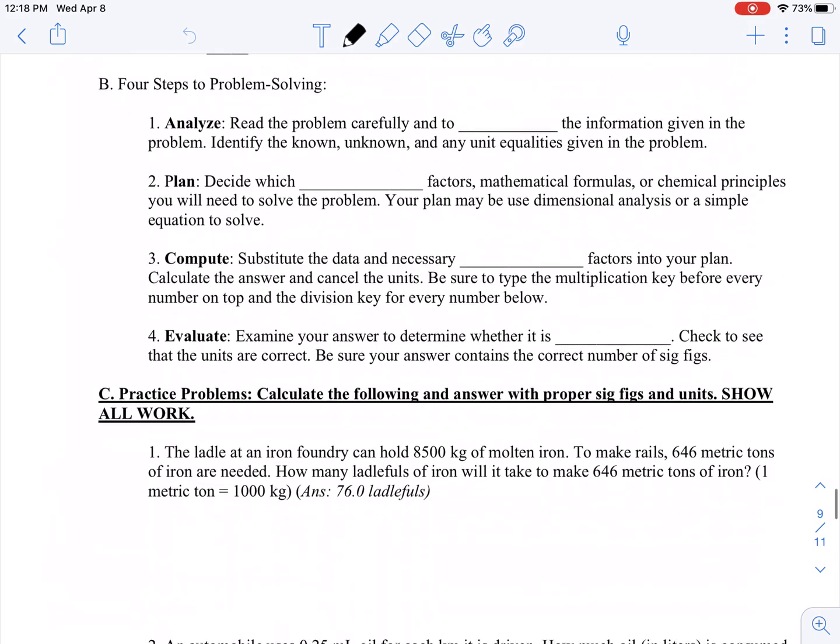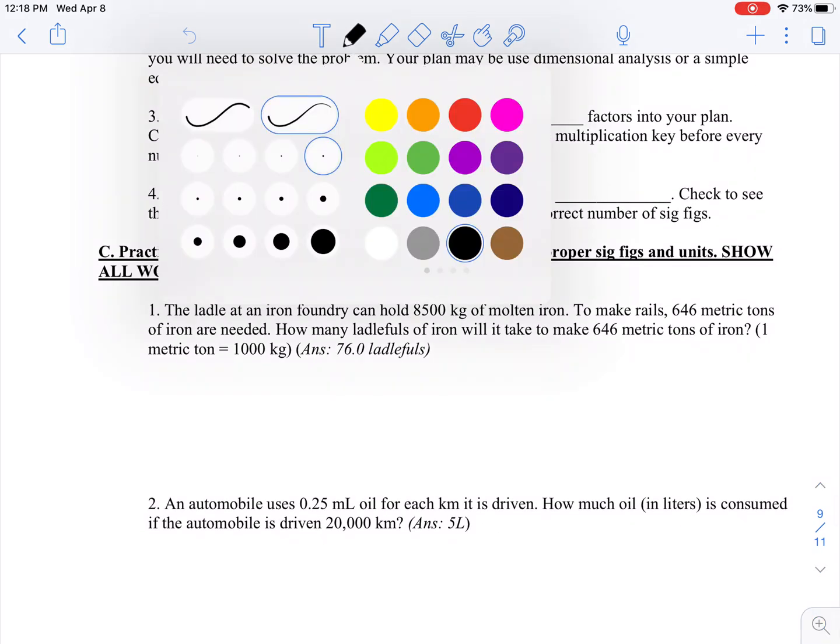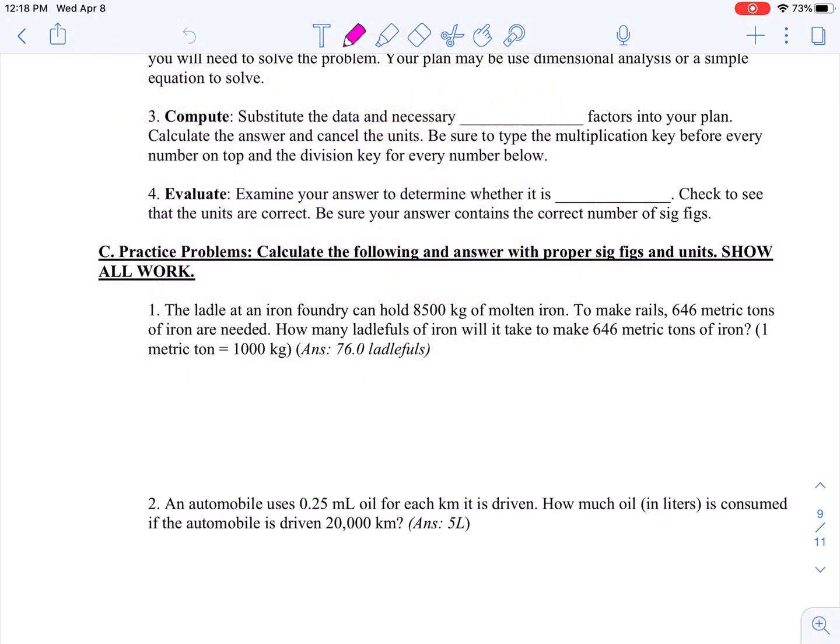If you want to read number one, pause the video, feel free to do that, and then we can rejoin. So let's identify what we know here. What we know in number one is that in order to make these rails at the iron foundry, we are going to need 646 metric tons. How do I know that's my known value? Well, you'll notice that it's not an equality. It's just a number that sits by itself. And ultimately, what do we want to know? We want to know how many ladlefuls of iron we are going to need to make those 646 metric tons.